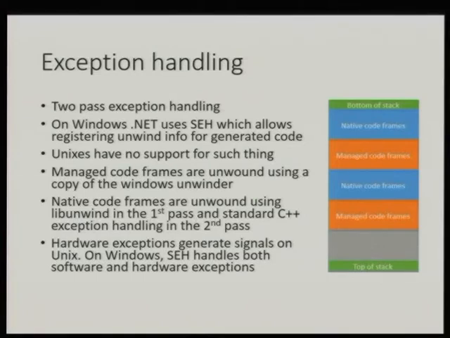As for hardware exception handling, on Windows they are handled the same way as the software exceptions. The structured exception handling system on Windows handles them in exactly the same way. On Unix, hardware exceptions generate signals. So we just catch the signals and then run our exception handling routines exactly the same way as we do for software exceptions. So there's just a little step in between.